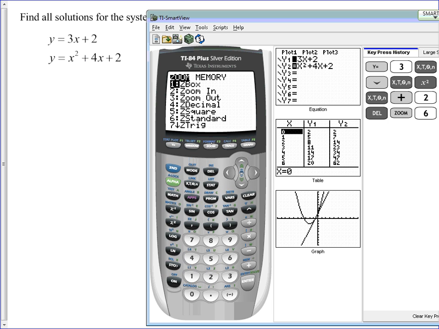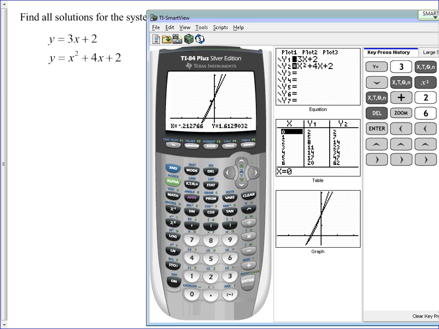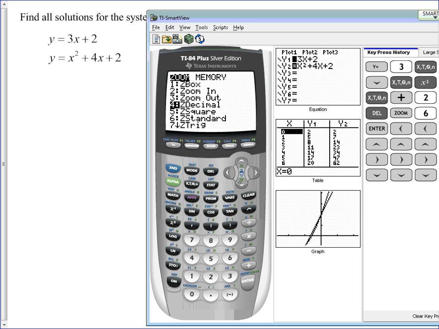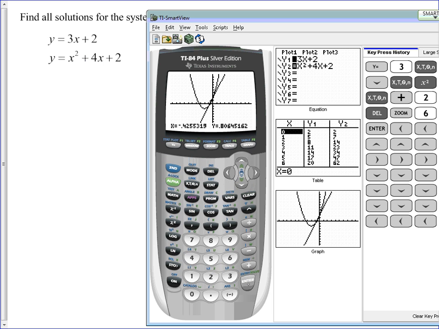If you hit zoom, there's the choice for zoom in. How you use zoom in is you move the cursor to where you want to zoom in to. So I want to zoom in here where it looks like the intersection is. And sure enough, there are two. Whoa, I'm going to have to zoom back out. I zoomed in a little too tight. I want to center it right about here. So we're going to zoom out, but there's definitely an intersection there.